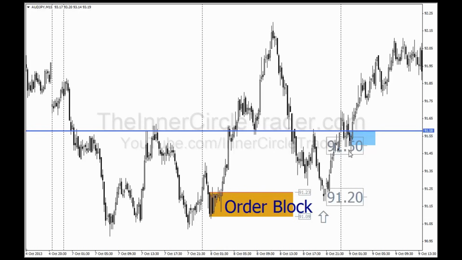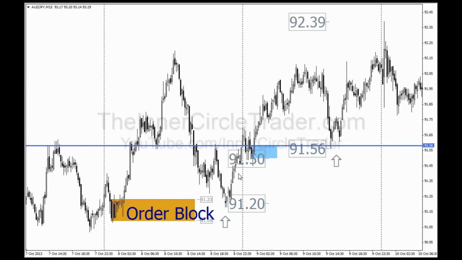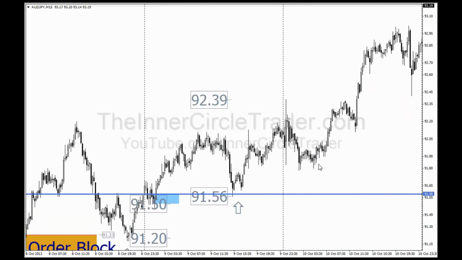And during the Asian session, the low on Wednesday was formed during the Asian session, and the low on this particular day comes in at the Asian session as well.